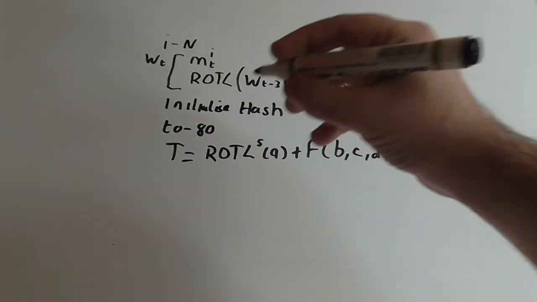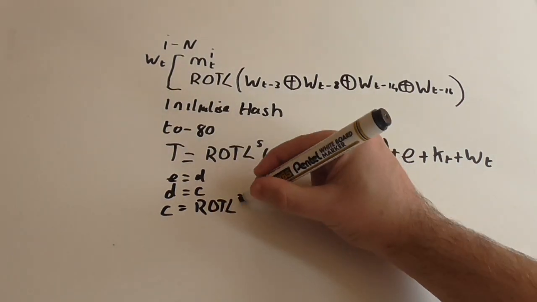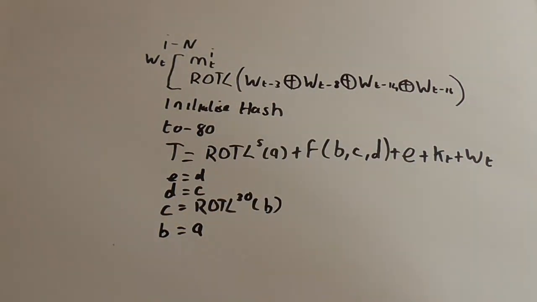We then assign a new hash value in place of the old. For instance, E gets the last value of D, D gets C, and C gets a slight modification to B by rotate left 30 places. B gets A, and finally A gets the temporary value we just got. We then move to the next word in the schedule and repeat the process again.